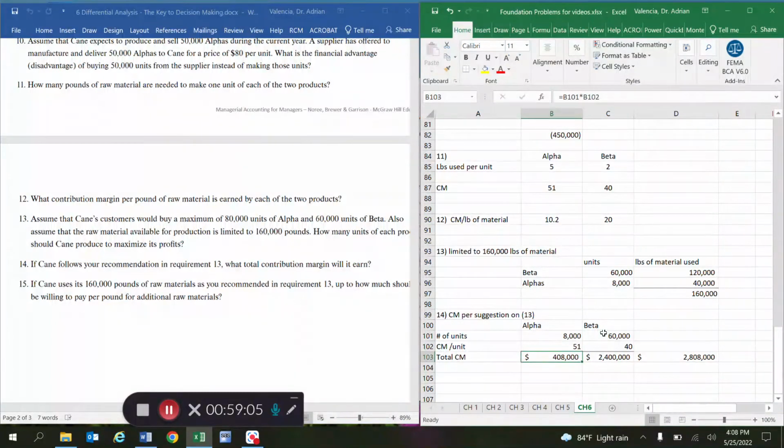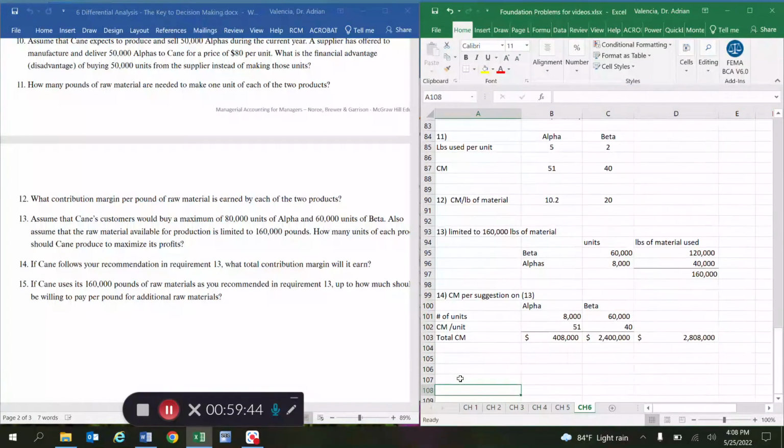So if we do the 60,000 of betas during the period of constraint, then that gives us 2.4 million contribution margin, and then 8,000 of alphas, because that's the rest that we can use, and that's that. So our contribution margin during that period is 2.8 million. Now, like I said earlier, once that constraint is done, let's go back to our old methods where we're maxing out on alphas instead of betas.